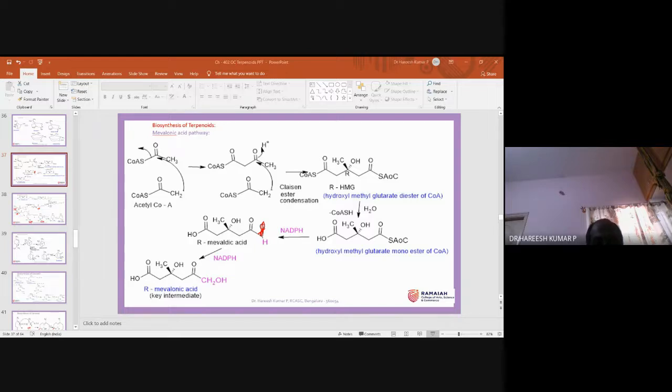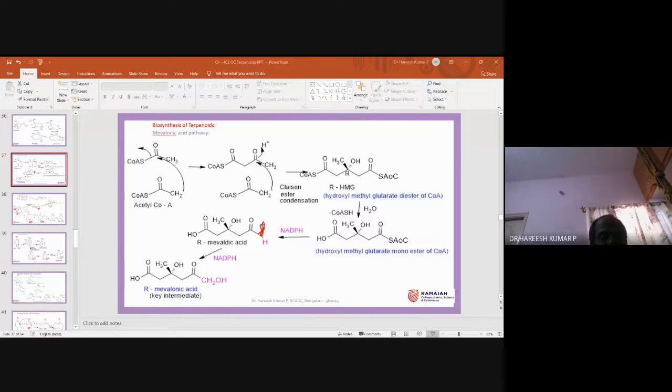This mevaldic acid is further reduced with NADPH. NADPH means H minus; H minus attacks this carbonyl carbon and converts the aldehyde into an alcohol. This is mevalonic acid. How this mevalonic acid is used in the synthesis of terpenoids, we will look at in our next slide. So this is the biosynthesis of terpenol, how this terpenol is obtained. That we will discuss now.